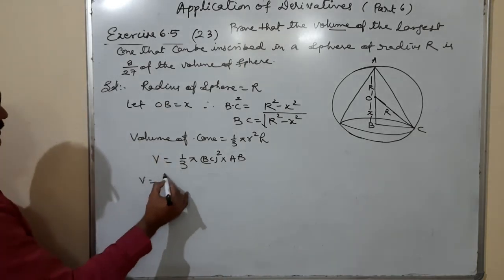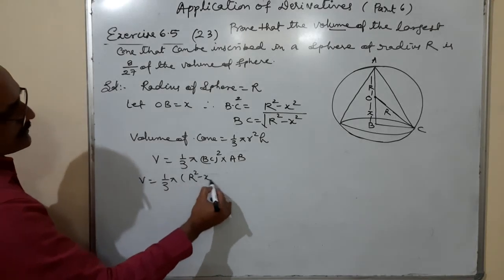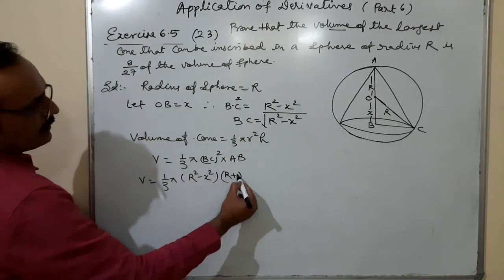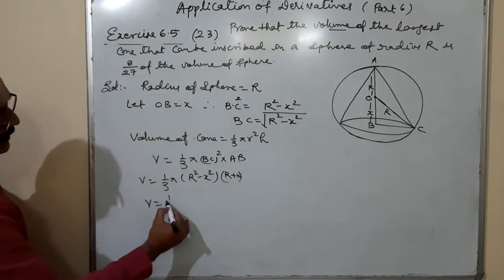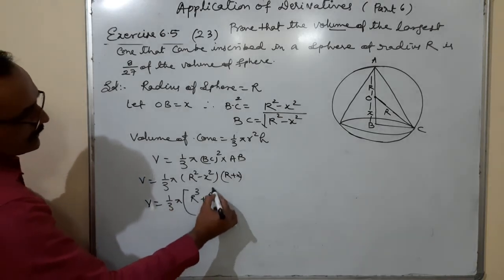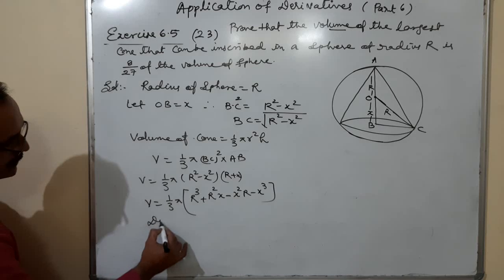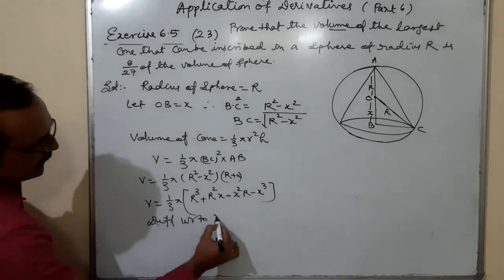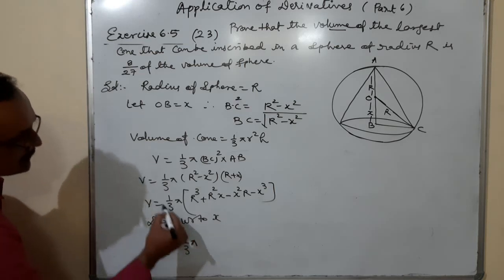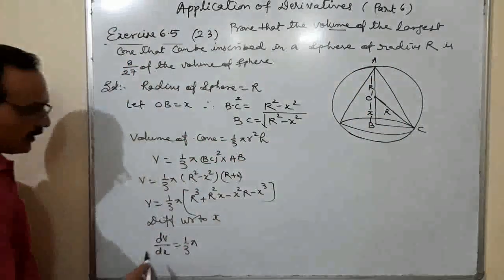So what does it mean? V is equal to 1 upon 3 pi, BC square is R square minus x square, into AB, the height of the cone, that is R plus x. Is it okay? V is equal to 1 upon 3 pi multiplied by R cube plus R square x minus x square R minus x cube. Differentiate with respect to x. dV by dx is equal to 1 upon 3 pi, because other terms are constant. This R is also constant, it's a fixed value, the radius of the sphere.